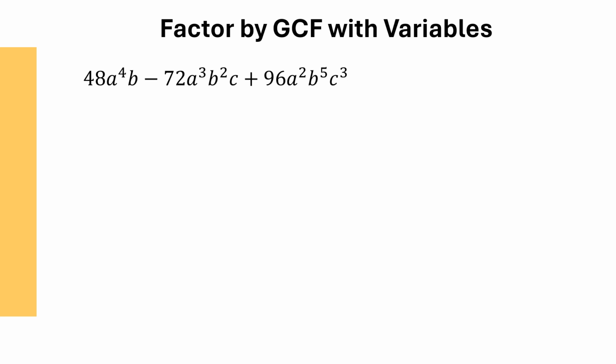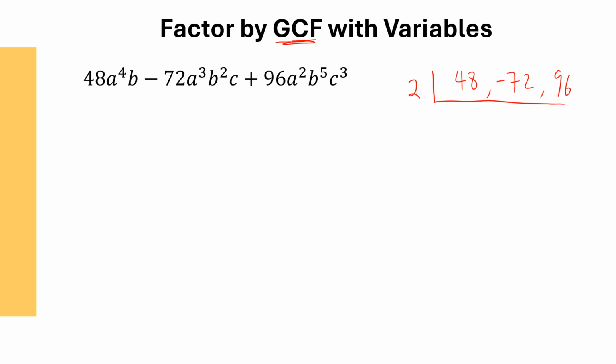To factor this polynomial by the greatest common factor, I need to find the biggest number that can go into 48, 72, and 96 evenly, no decimals. So to do that, I like to use my upside down cake method. Since 48, -72, and 96 are all even numbers, I know each number can be divided by 2.